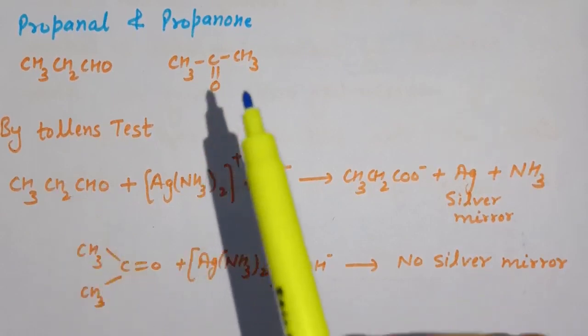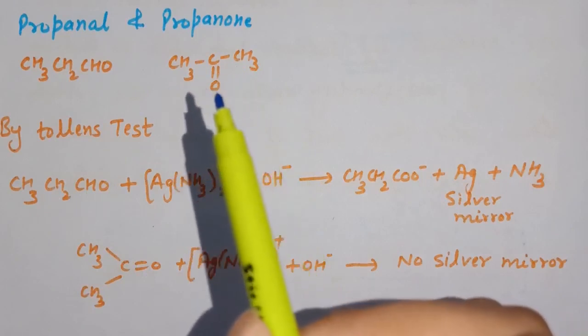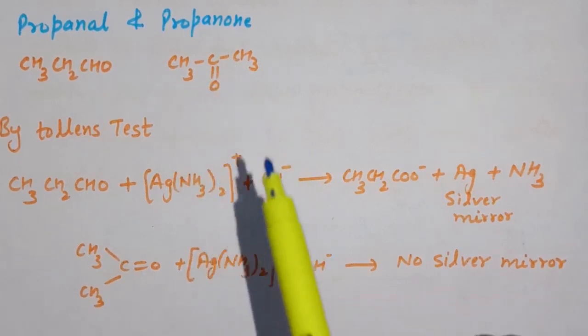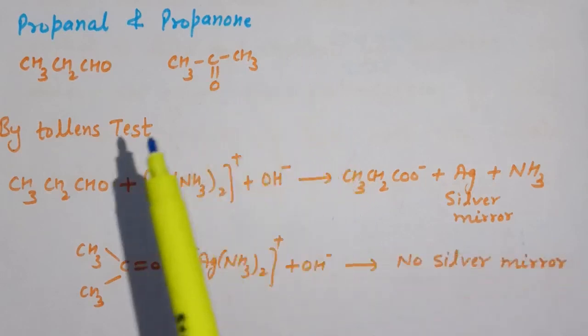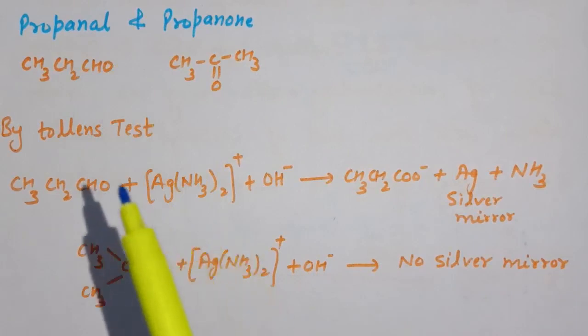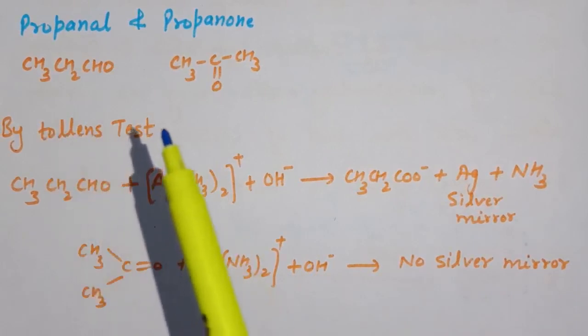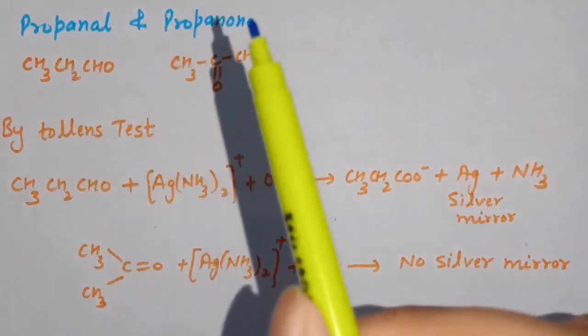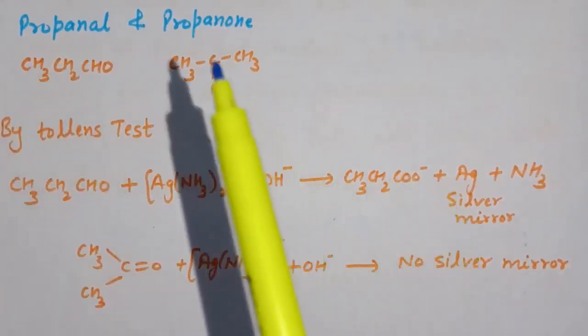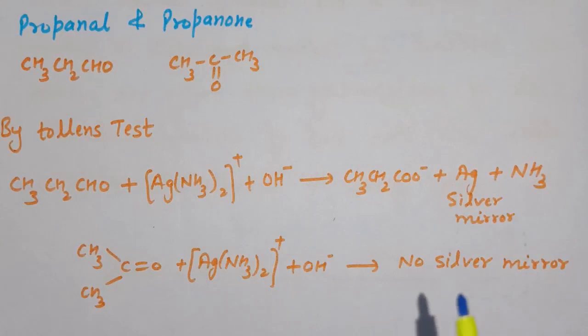Second, if we do the iodoform reaction, then the iodoform reaction is given by propanone, and propanal will not give a reaction with iodoform. So by the Tollens test we can distinguish propanal and propanone. Propanal will give a positive Tollens test, whereas propanone will not give a positive Tollens test.